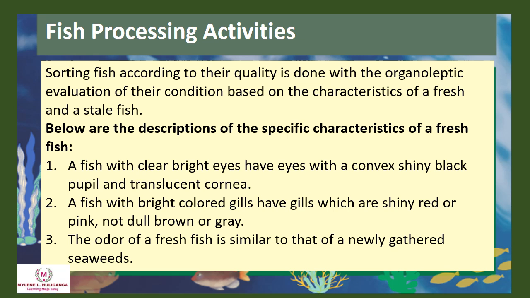Sorting fish according to their quality is done with the organoleptic evaluation of their condition based on the characteristics of fresh and stale fish. Below are the descriptions of the specific characteristics of fresh fish. First, a fish with clear bright eyes has convex, shiny black pupils and a translucent cornea. Second, a fish with bright colored gills has gills which are shiny red or pink, not dull brown or gray. Third, the odor of a fresh fish is similar to that of newly gathered seaweeds.